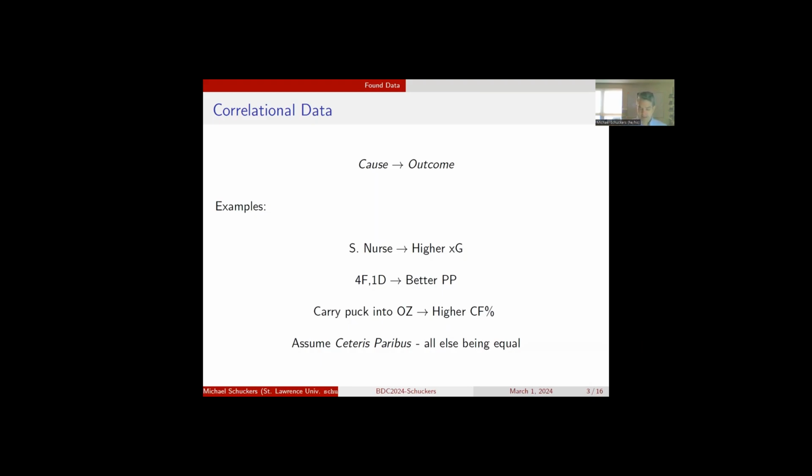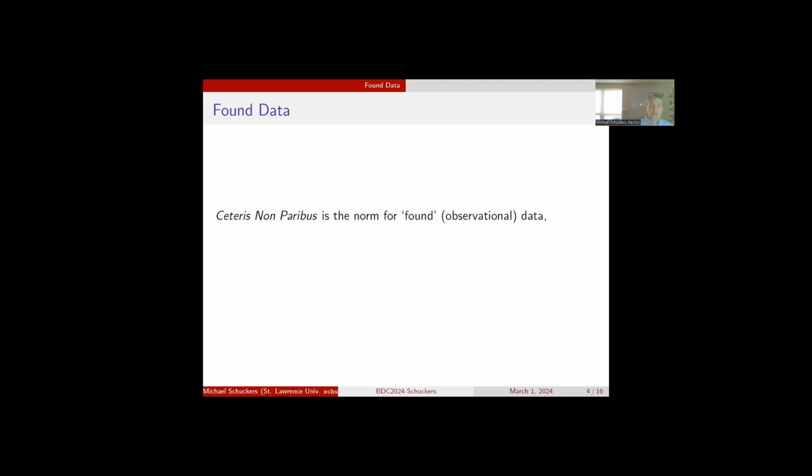When we think about the difference between those two, is it a difference in the number of forwards, or is it a difference in the players? And so if we want to just look at 3 forwards and 1D, we're assuming that all else is equal there. For observational data, that's generally not true. The norm is that things aren't equal. The quality of the players is not the same. The quality of players that Sarah Nurse is going to play with is often higher than when she's not on the ice, just because of the quality of player that she is.